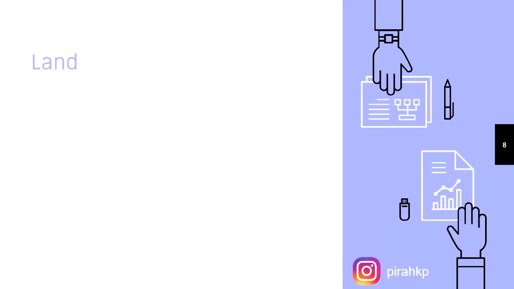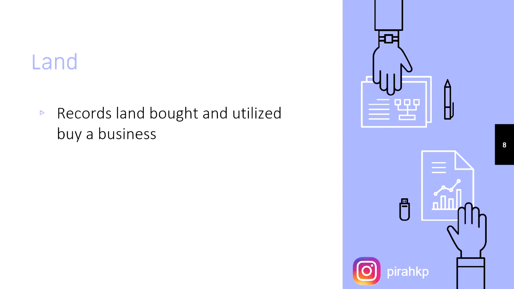Next is land. Land is an account which records land bought and utilized by a business.